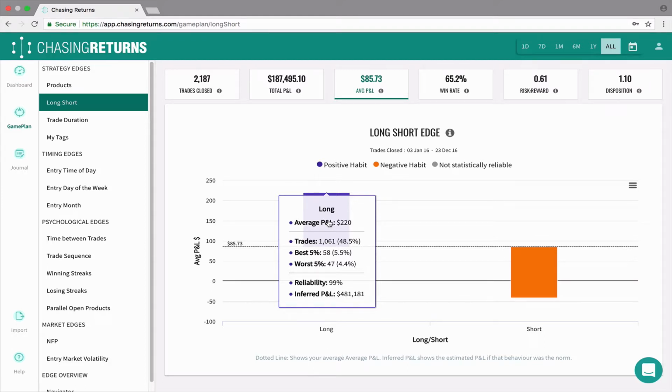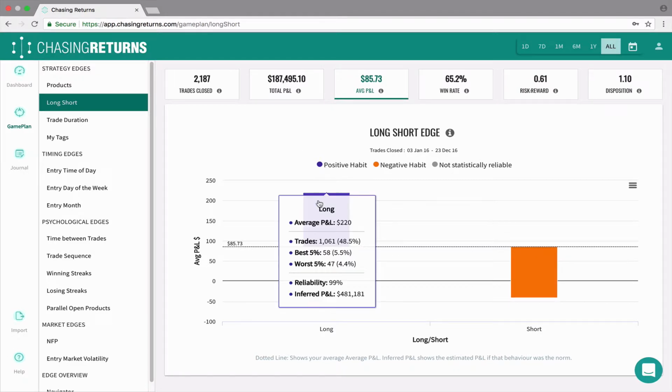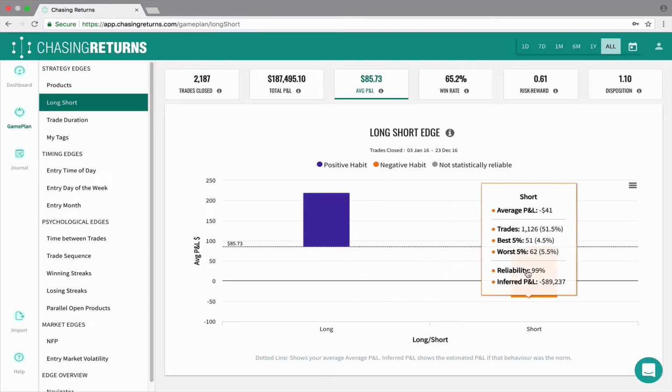It's around the 5% on both the best and worst. But that's this number we're printing at the bottom, the inferred P&L, right? This is saying if I was able to do all of my trades the way I do my long trades, what would my P&L have been? So effectively for this trader, if he could emulate this behavior on the short side, this P&L number of 187 could have been 481. And on the short side, again, we see he loses money.